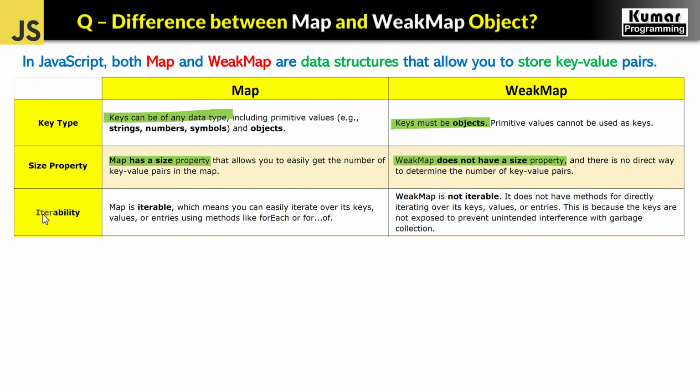So our third difference is iterability. Okay, Map is iterable, which means you can easily iterate over its key-values by using forEach or for...of methods. However, WeakMap is not iterable and it does not have any method for directly iterating over the key-value pairs. Now let's see in the code.